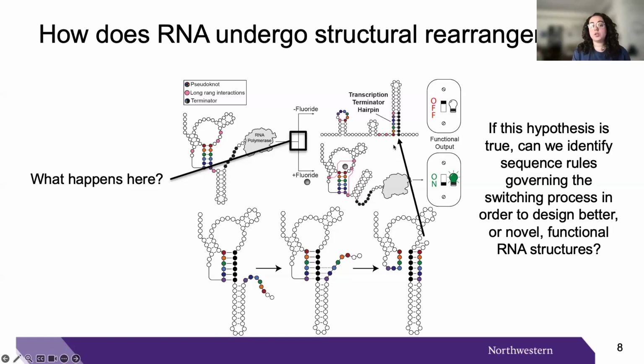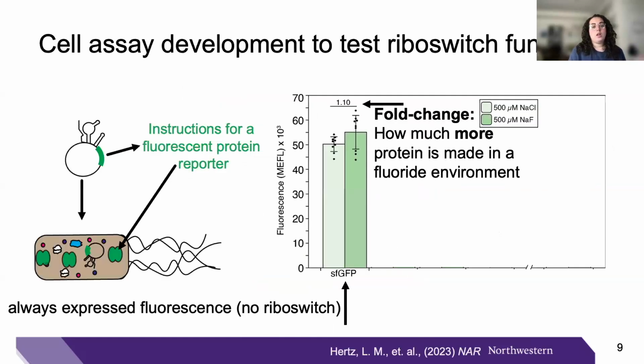Now, if this hypothesis is true about the fluoride riboswitch and pseudoknots, can we identify the sequence rules governing the switching process so that we can design better or even novel functional RNA structures in riboswitches? So to investigate this sequence variation question, I developed a cell assay where we delivered DNA that had instructions for making a fluorescent protein to the cells and had the cells express this fluorescent protein, which we could then measure using flow cytometry.